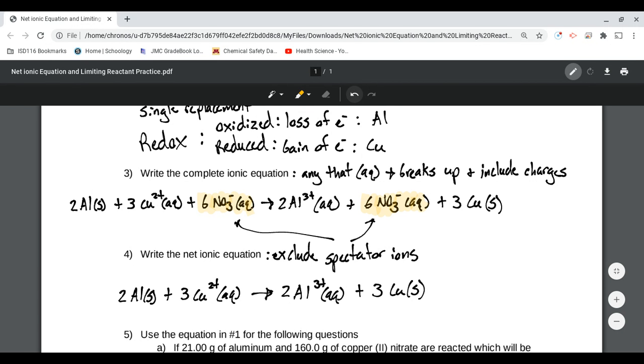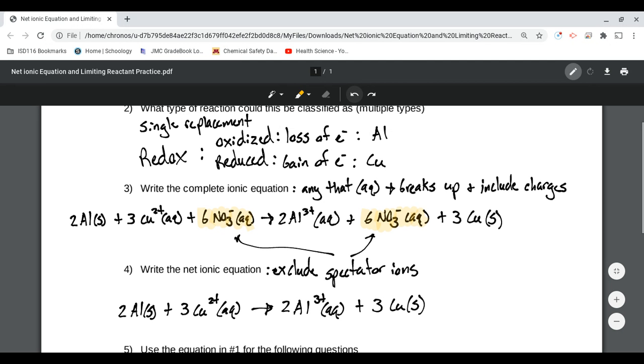And looking at our net ionic equation, we go from a +2 on copper to no charge at all. So it means it gained some electrons, that negative charge, in order to get to a 0 overall charge.